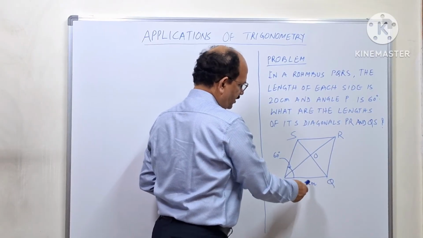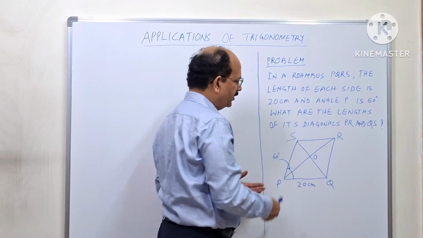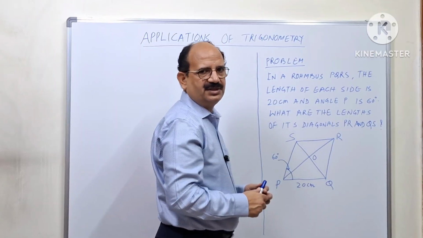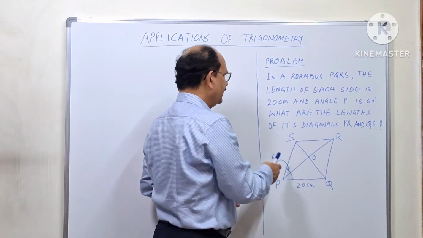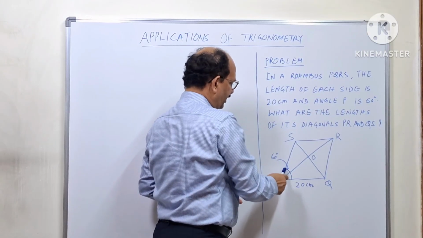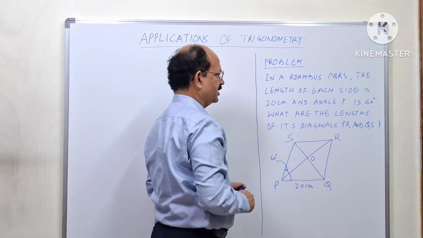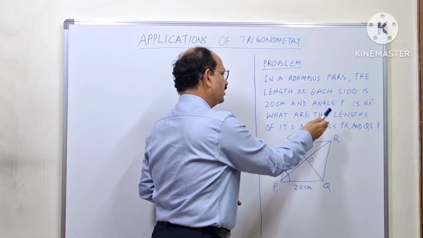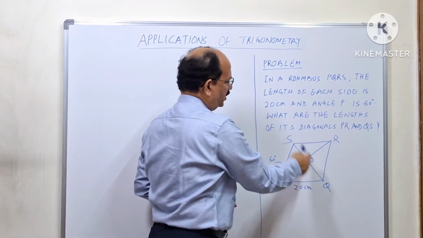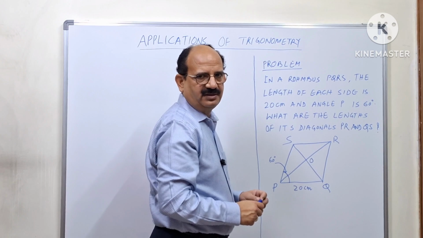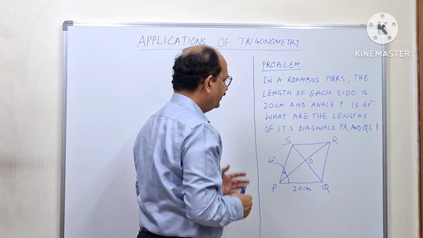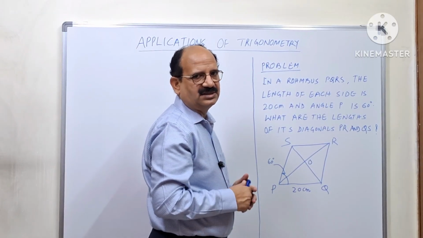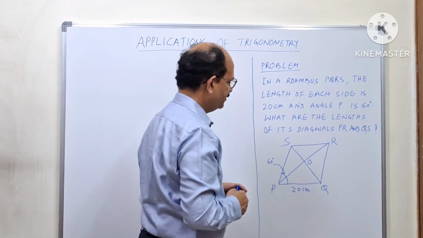The length I have shown PQ is 20 centimeter, but for a rhombus all the sides are equal, therefore all the sides are 20 centimeter. And this total angle P is 60 degree. The question is, what are the lengths of its diagonals PR and QS? We have to find the length of the diagonals. Now we will use the properties of a rhombus and then apply the concept of trigonometry to solve this problem.